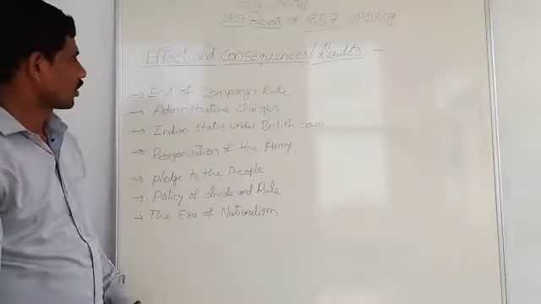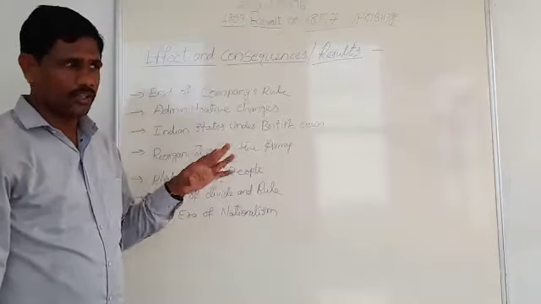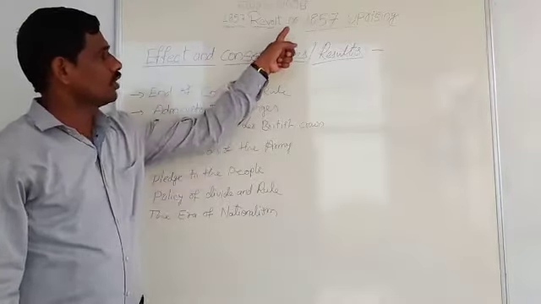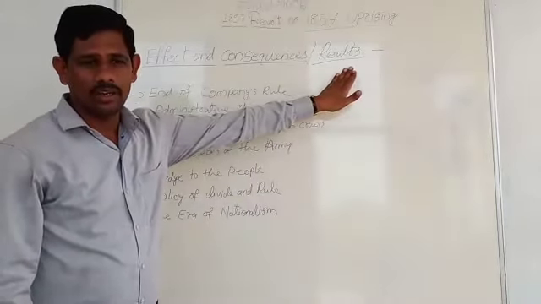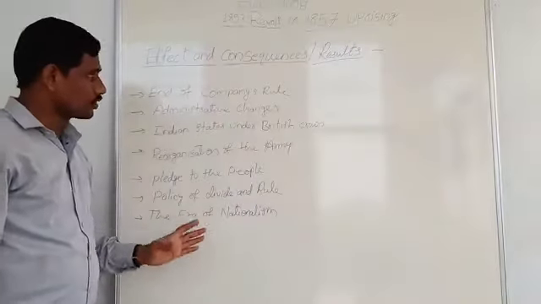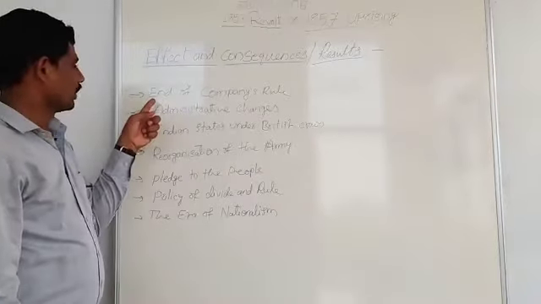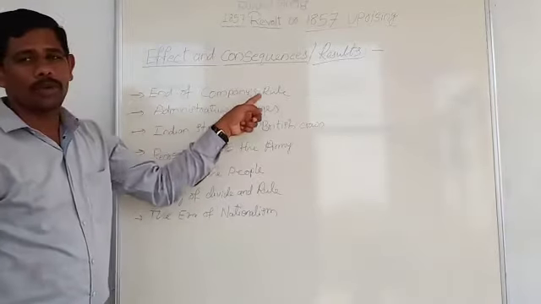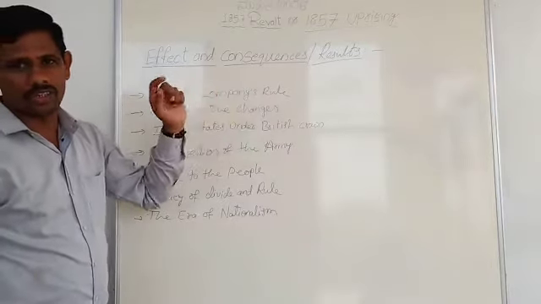Okay, students. In the last class we discussed the outbreak of the first war of Indian independence. Let me continue with the effects and consequences of the 1857 uprising, or the results of the 1857 revolt. Under this, some points come under the impact and consequences of the 1857 revolt. The first one is the end of the Company's rule, which means the end of East India Company rule. India directly came under the control of the British Queen.